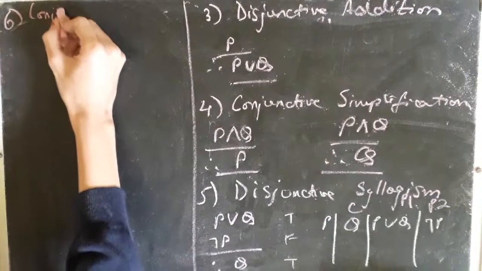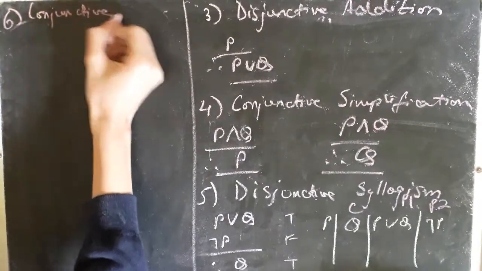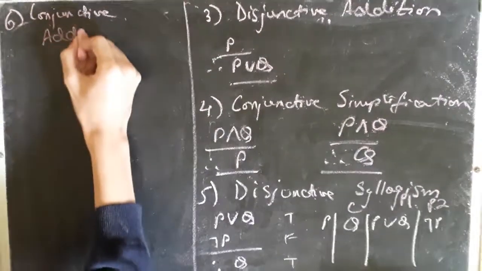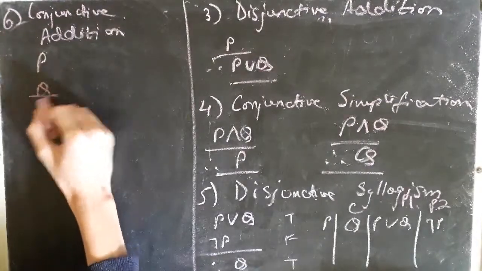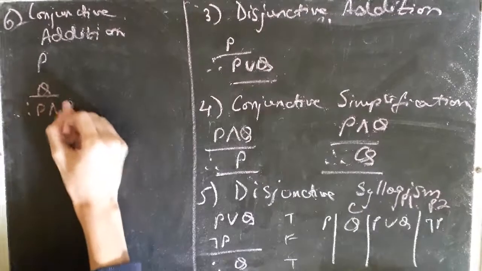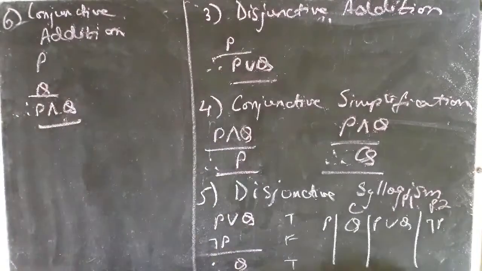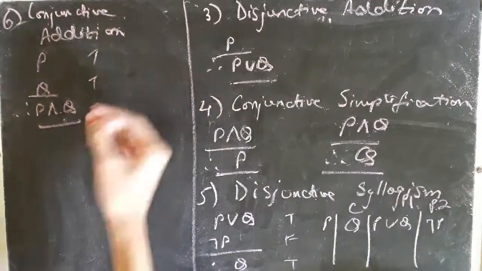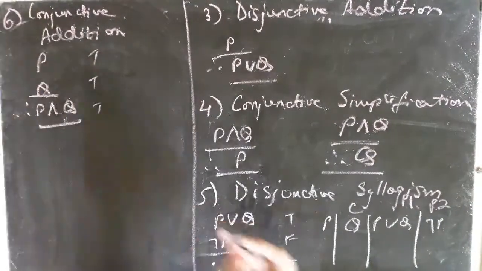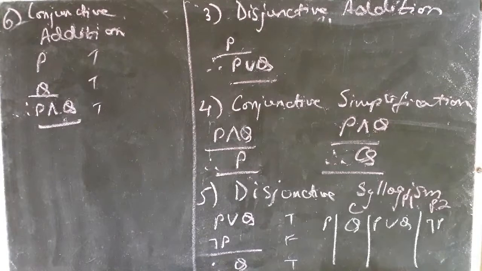Now, what is the sixth inference rule? The sixth inference rule is conjunctive addition. What does that state? P, Q, therefore P and Q. This is again quite logical because it's given to us that P is true, Q is true. So obviously P and Q is supposed to be true. We can prove this as well with the help of a truth table.